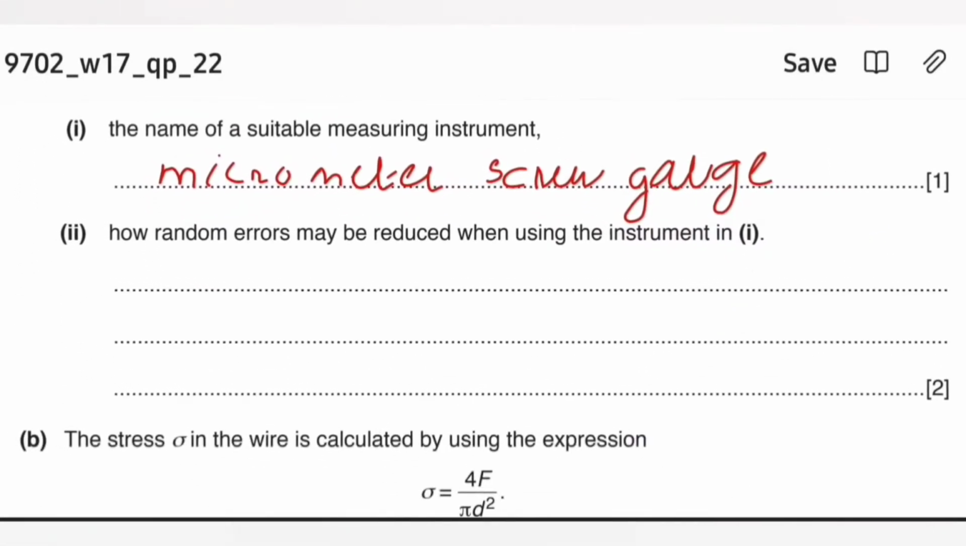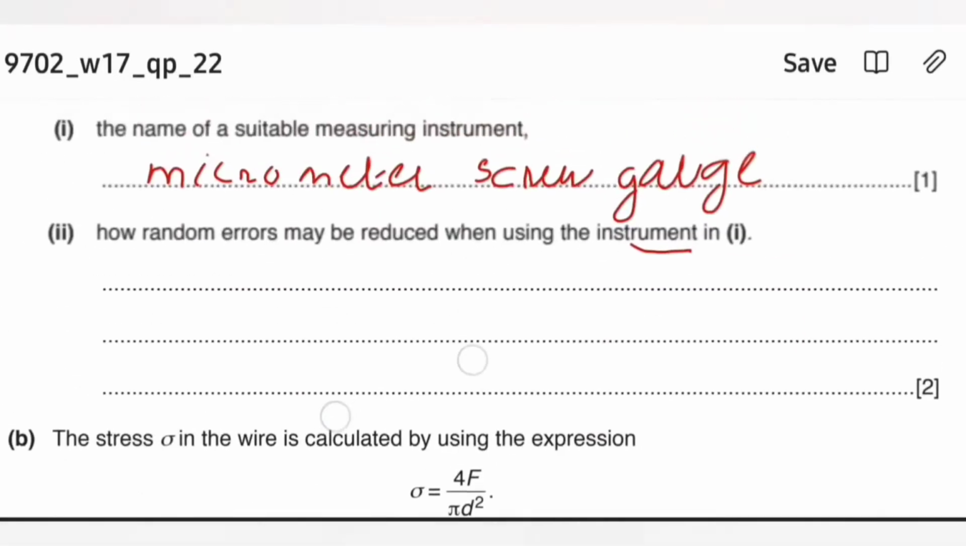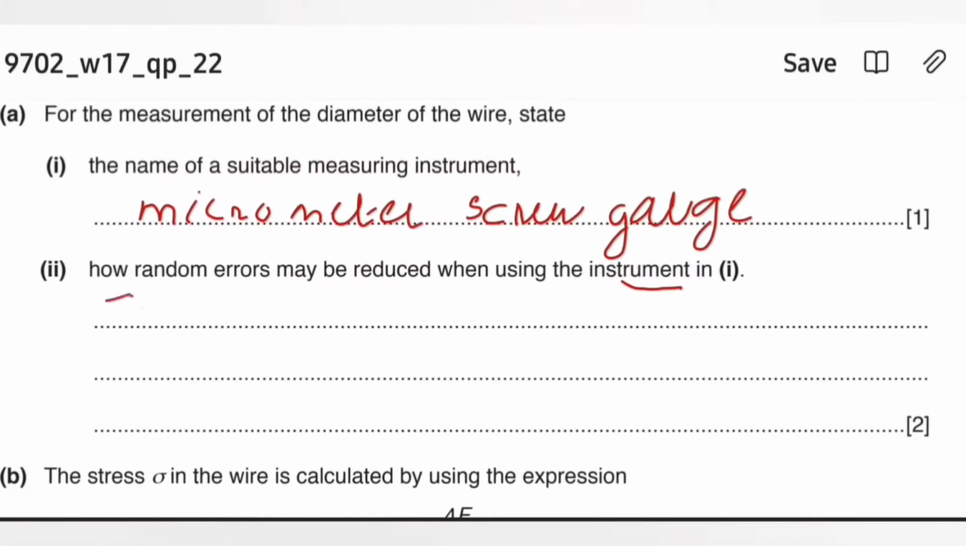How may random errors be reduced when using the instrument in one? So how can you reduce a random error when using a micrometer screw gauge? You can for sure take several readings along the length of the wire and take the average.